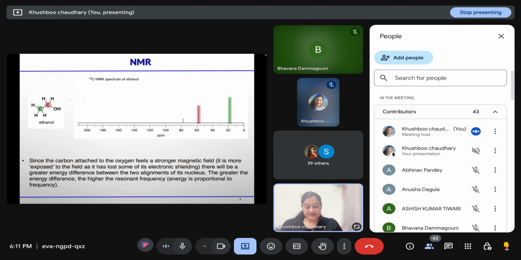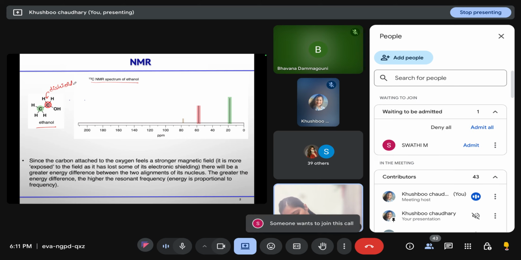Now let us discuss ethanol. So we have two carbons here. This is the carbon spectra of ethanol. The one carbon that is attached to the oxygen, being electronegative in nature, will pull the electron density toward itself. So the carbon having less share of electron density will feel more applied field. That's why it is de-shielded.